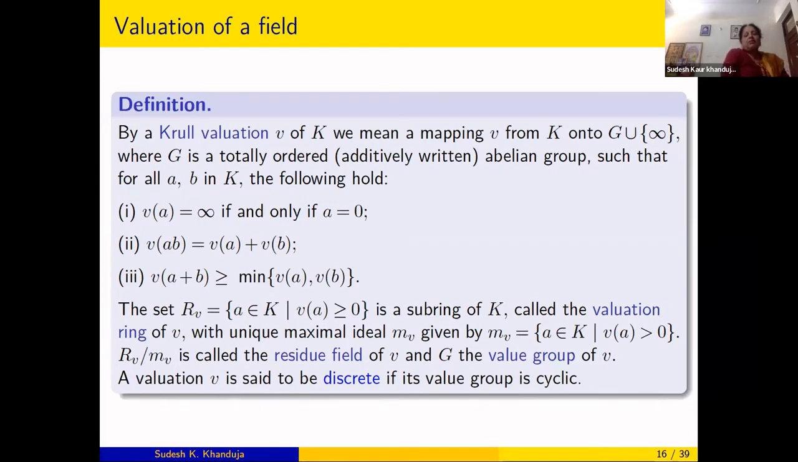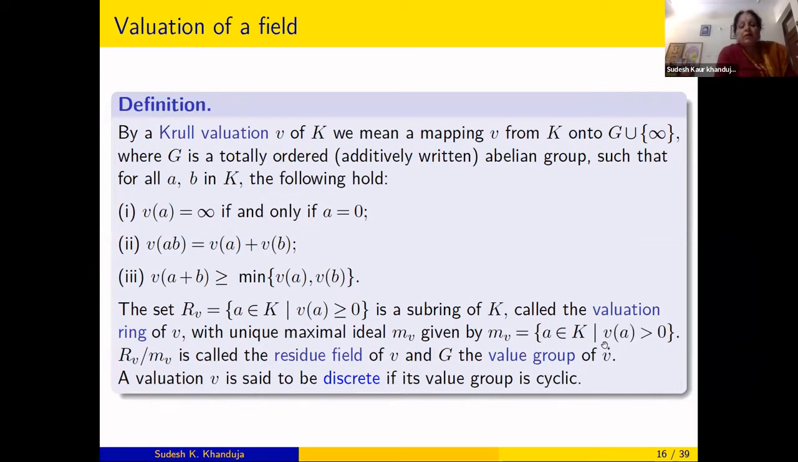The set RV, which consists of all those elements of K for which V(A) is non-negative, is a subring of K called the valuation ring of V, and this subring has a unique maximal ideal MV, which consists of all those elements of K for which V(A) is positive. Algebraists call such rings local. RV mod MV will be a field because MV is a maximal ideal. It's called the residue field of V, and G is called the value group of V.